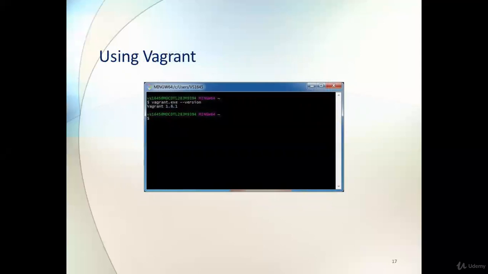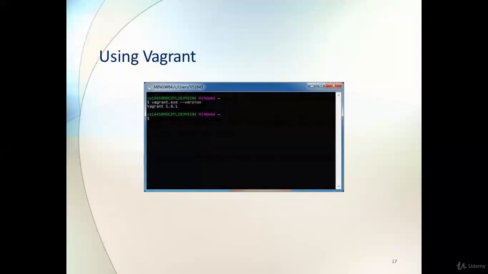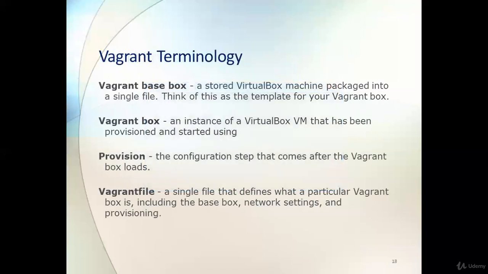So when we install all three, we can open Git Bash and we can run the command vagrant.exe -version. So we'll get the version. All right, and after that we can start working on Vagrant. So once Vagrant is installed, we can start working on it.